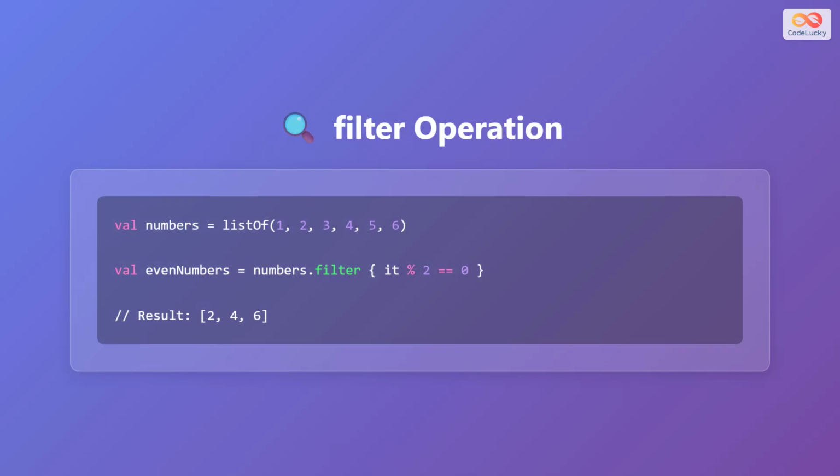The filter operation selects elements based on a condition. Here's an example. You have a list of numbers from 1 to 6. By calling filter on this list with a lambda that checks if a number is divisible by 2 with no remainder, you get only the even numbers. The result is a new list containing 2, 4, and 6. Notice that filter returns a collection, not individual elements.